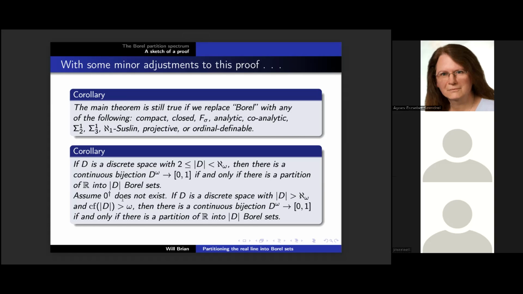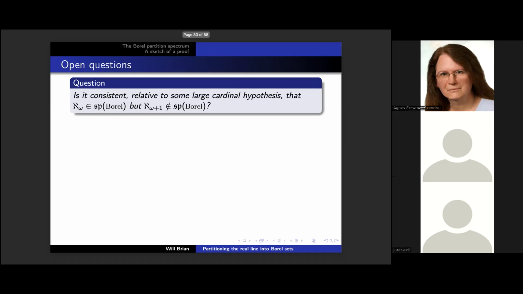But anyway, if we assume zero dagger does not exist, then the same applies to larger discrete spaces, provided the cofinality of the cardinality is uncountable. Unfortunately, I don't really know if this is true when you look at discrete spaces of size Aleph omega, for example. All right. That's pretty much all I wanted to talk about.